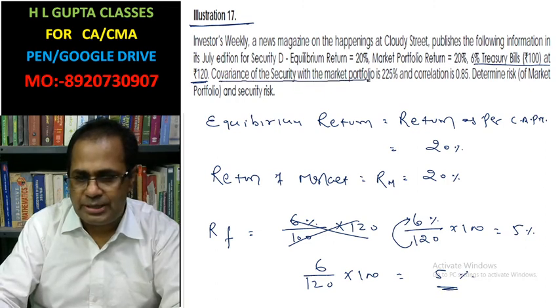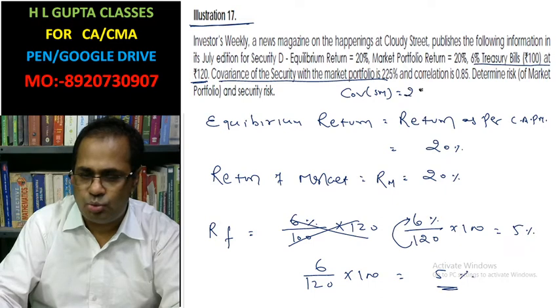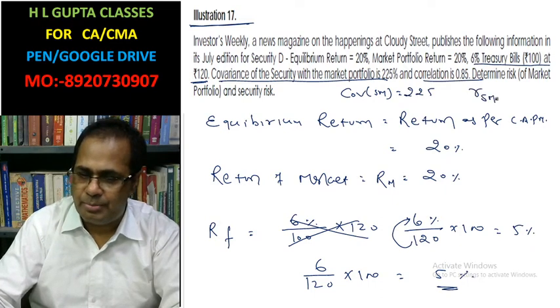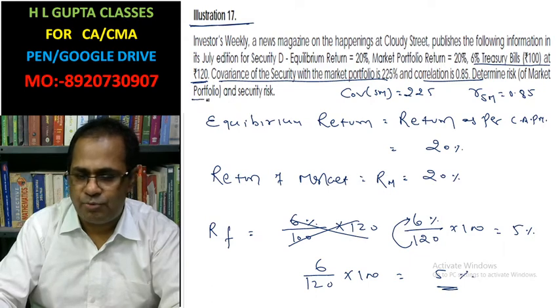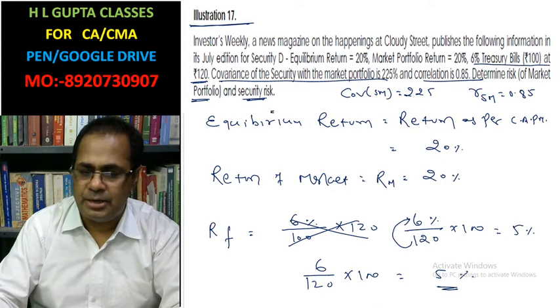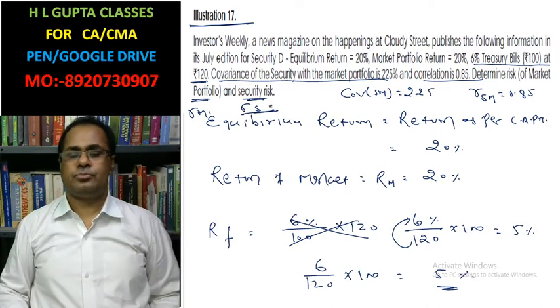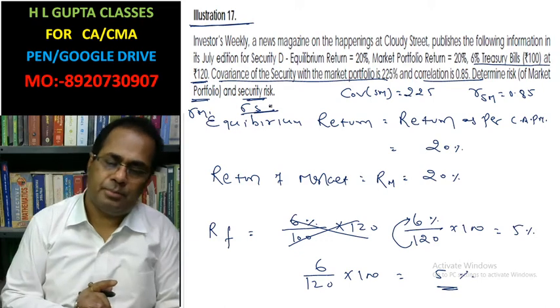Covariance of the security and market is given, this is 225. Correlation of security and market, this is 0.85. Determine the market portfolio and security risk. This is the standard deviation. You have to calculate the standard deviation of market as well as of security. Now first you have to calculate the beta.